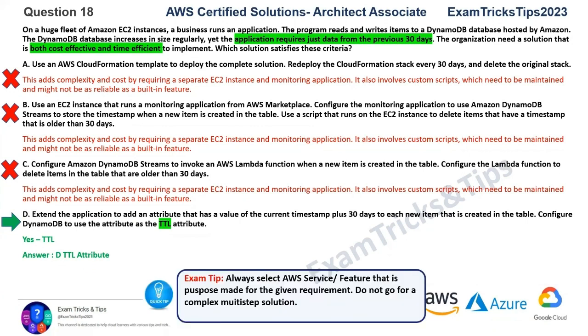And the exam tip, I have reiterated this multiple times. Always select the AWS service feature that is purpose made for the given requirement. Do not go for a complex multi-step solution. And going even further, do not select multiple services, go for a lesser number of services, go for cheaper services.